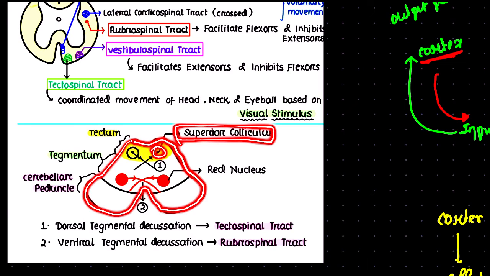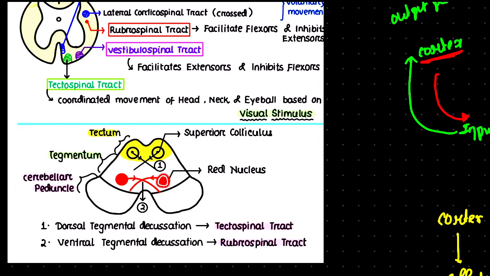As you can see, the superior colliculus is right here, and the red nucleus is right here. Now, this is our tectum, tegmentum, and cerebral peduncle. The tectum is the dorsal-most one, the tegmentum is the middle one, and the cerebral peduncle is the ventral-most part.